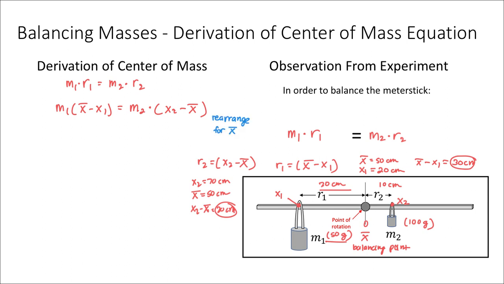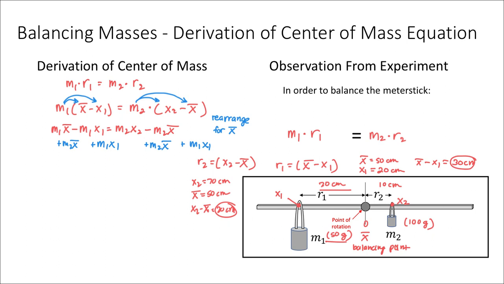The first thing I'm going to do is distribute the m1 and m2 to both sides of the equation. So I'll just go ahead and multiply everything out, and this will be what it looks like. All right, so now that I've distributed those terms outside of the parentheses, I am going to move all of the terms with x bar onto the left side of the equation and the other terms without x bar onto the right side of the equation.